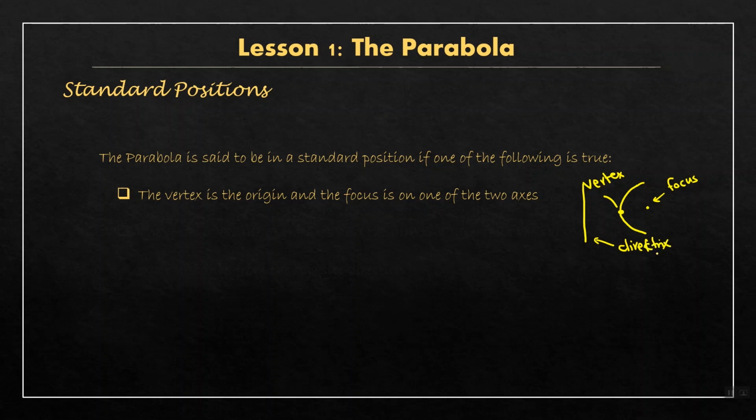Now, when do we say that the parabola is in a standard position? If one of the following happens: if the vertex is at the origin. What do we mean by the origin? We mean the point (0, 0), the origin of the graph. And the focus is on one of the two axes. So either the focus is on the x-axis, or the focus is on the y-axis. Let me show you now in the graph.